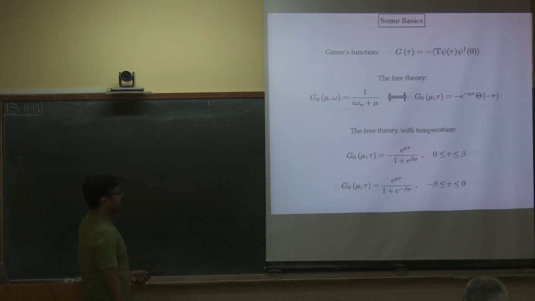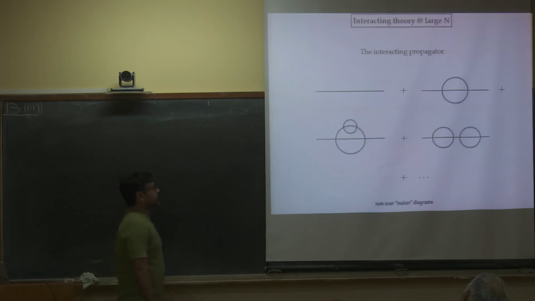With temperature, so this is without temperature, this is just an expression in the Euclidean time. But if you introduce a temperature, then you can do the Matsubara sum again with standard techniques, and what you end up with, for the free theory, is a certain Green's function which looks familiar. It's like a Fermi-Dirac kind of thing.